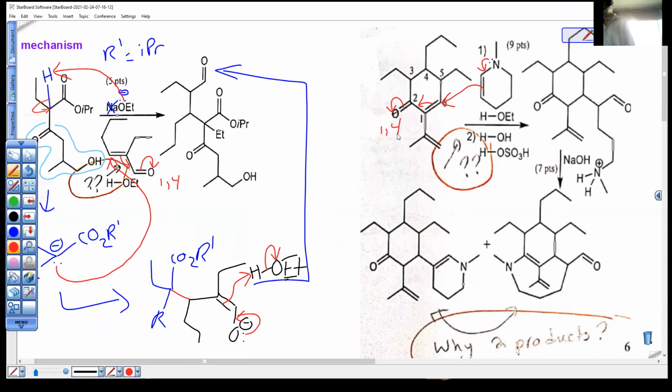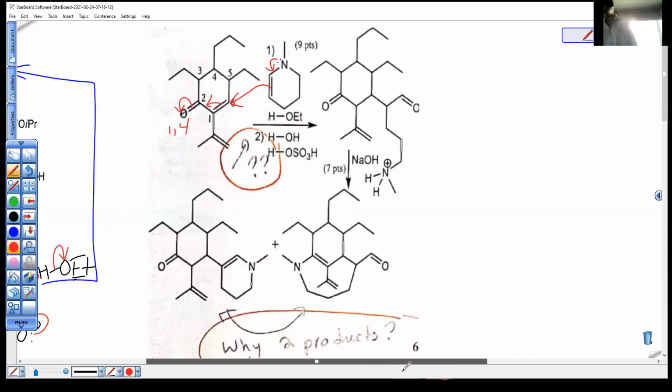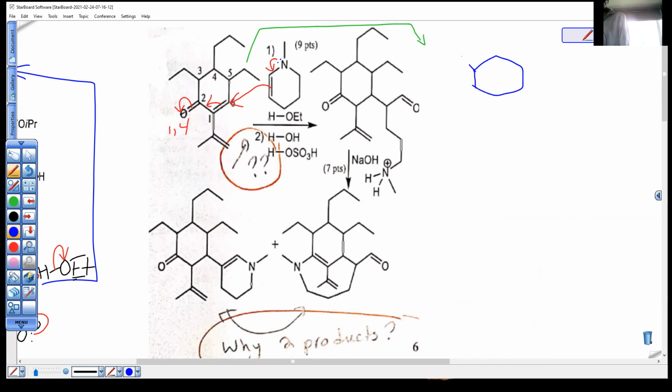And the intermediate we get, and we need to do a hydrolysis over here. This is going to be a wide mechanism. Let's see. Do a green arrow. What we have is a cyclohexane. And we have an Et here and a propyl up here. And Et here, and we don't have a carbonyl anymore.